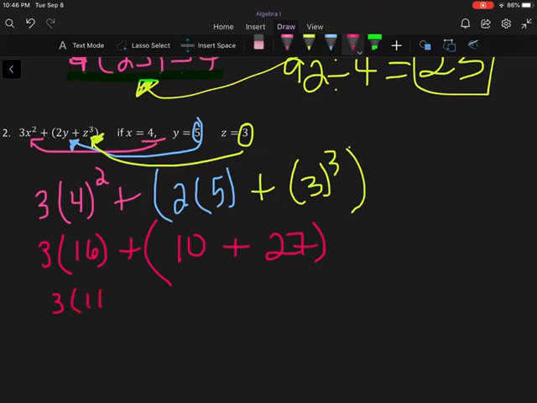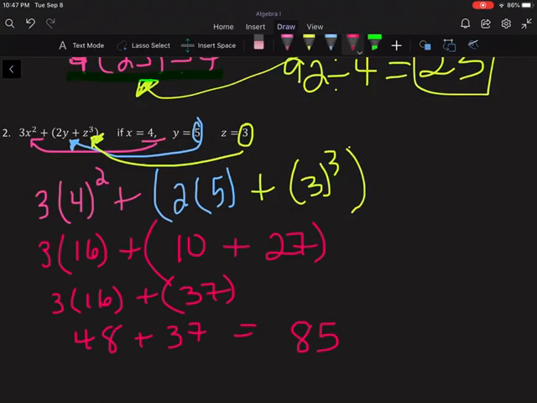We keep going. So 3 times 16 plus 37. And 3 times 16 is 48 plus 37, which is equal to 85.